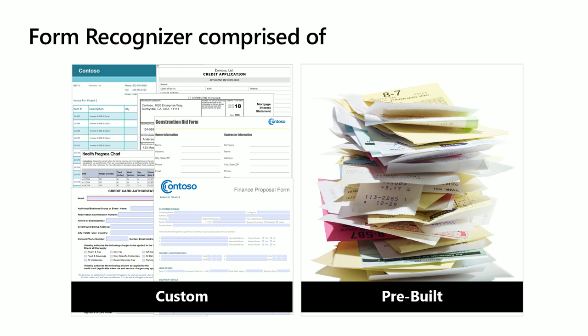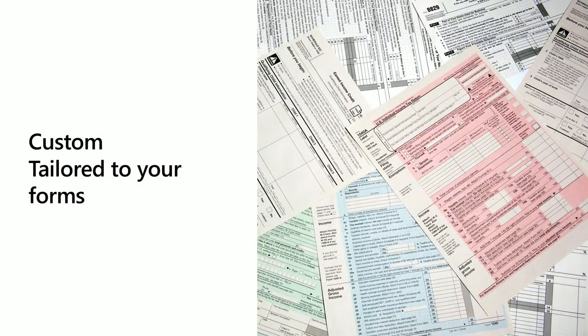And it is comprised of two parts. One part is custom, where you train it, and it's tailored to your forms. You bring your own forms. You train a model. That model is specific to your form, learns the data in your forms, and is built for your type of forms. The other part is pre-built. These are models that we train with millions and millions of documents for a specific topic. The first pre-built that we released is for receipts.